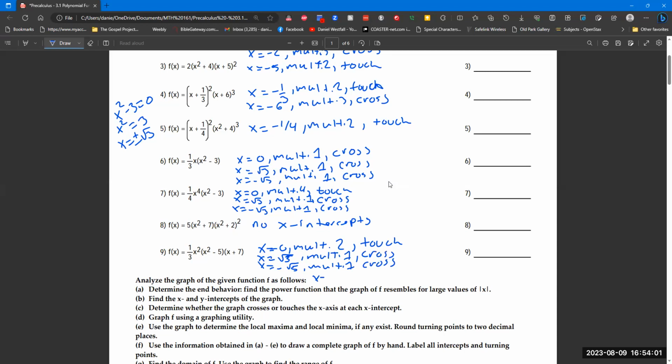And we have x equals negative 7 with a multiplicity of 1, which is an odd multiplicity, so it's going to cross there.